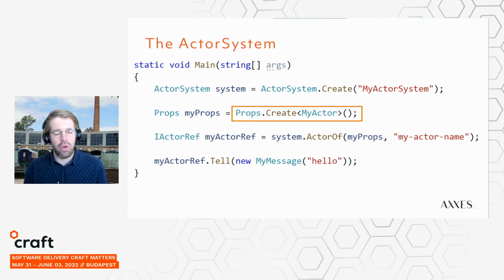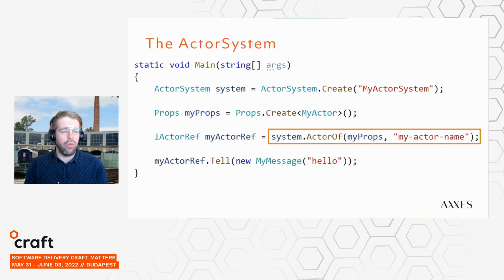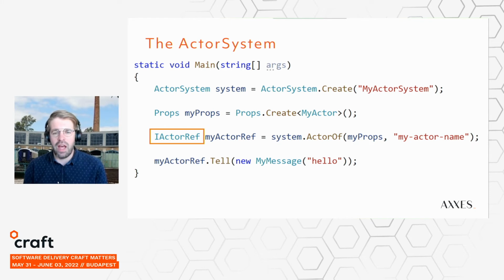It takes a params array of objects, and those map to the constructor parameters if you want to pass some. And then you tell the actor system to create an actor for you with those props. The tricky thing is you'll never actually get a reference to the actor back. What you'll get back is an IActorRef. And this is just a simple object that allows you to talk to the actor by sending it messages like this.